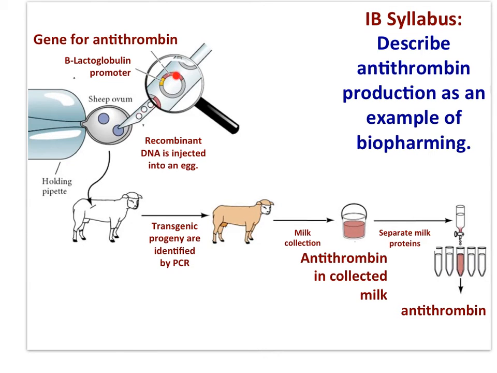The gene for antithrombin is linked to the lactoglobulin promoter. This allows the gene for antithrombin to be expressed only in mammary glands where milk is produced and secreted. The recombinant DNA is injected into an egg. The egg develops into offspring within the womb of a surrogate mother. The transgenic progeny are identified by PCR. The milk is collected and the antithrombin is removed from the milk. Antithrombin then is provided to patients who are antithrombin deficient, reducing the possibility of a stroke or heart attack.